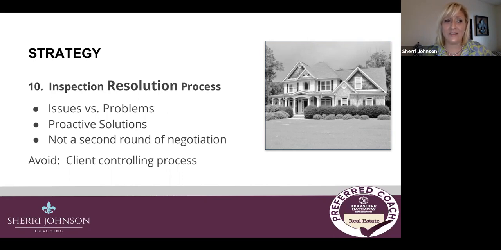That sounds like a sterile medical thing, right? The contingent removal, whatever. It's a contingency removal. It's the form. That's what we call it. But the process is a resolution process. And when you start to insert that word resolution, you will get better results as a result of using it. You're going to come up with proactive solutions.